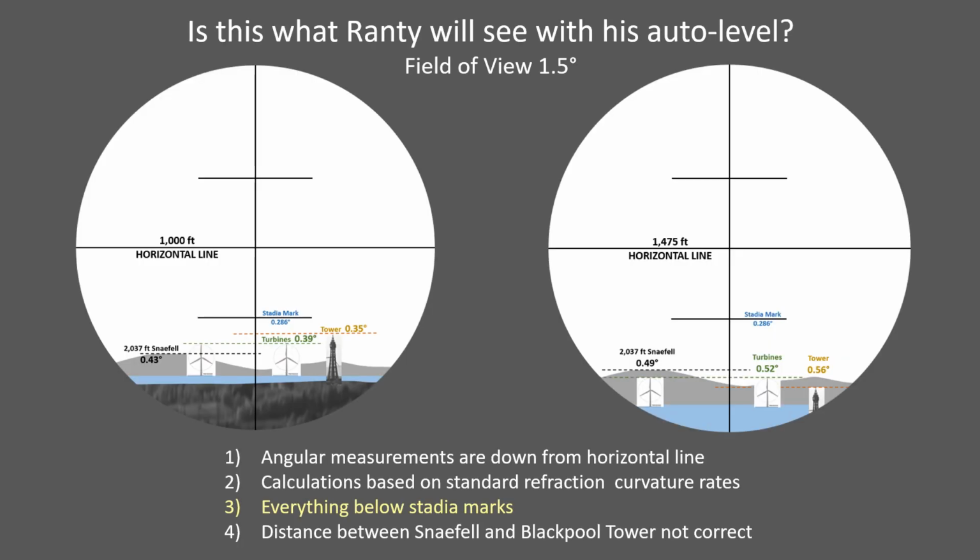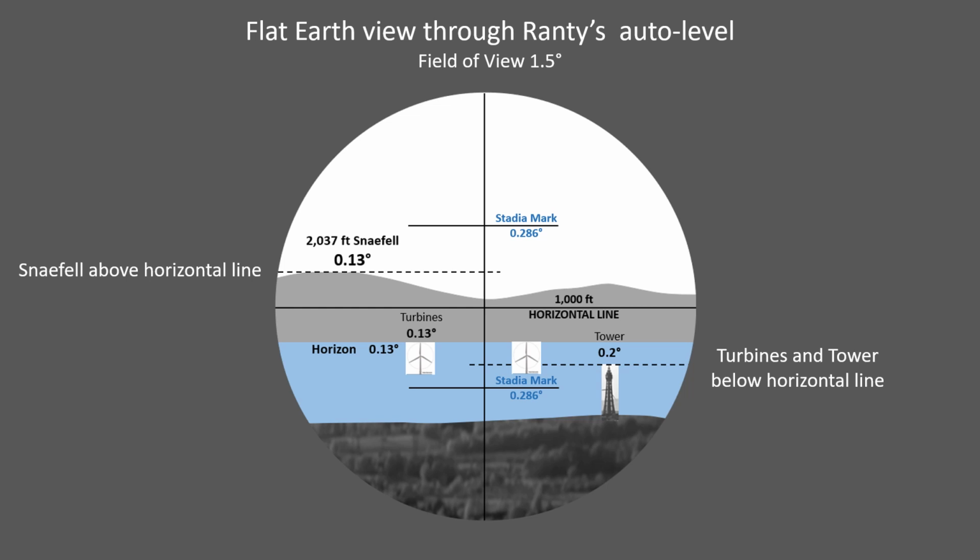Now, I don't know what elevation Ranty will be at when he makes these observations, but these estimations give us a very good idea of where Snaefell, the turbines, and the towers will be in relationship to the bottom Stadia mark and his horizontal line. And this is what Ranty would see if he was at 1,000 feet and the Earth was flat. Snaefell would be above the horizontal line. In fact, it would be above the horizontal line if Ranty was at 1,475 feet. I know for a fact he is not going to see this.